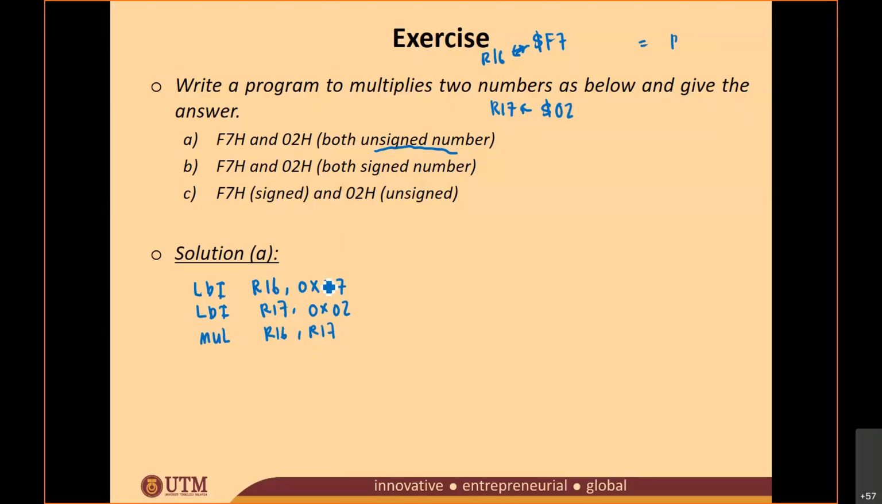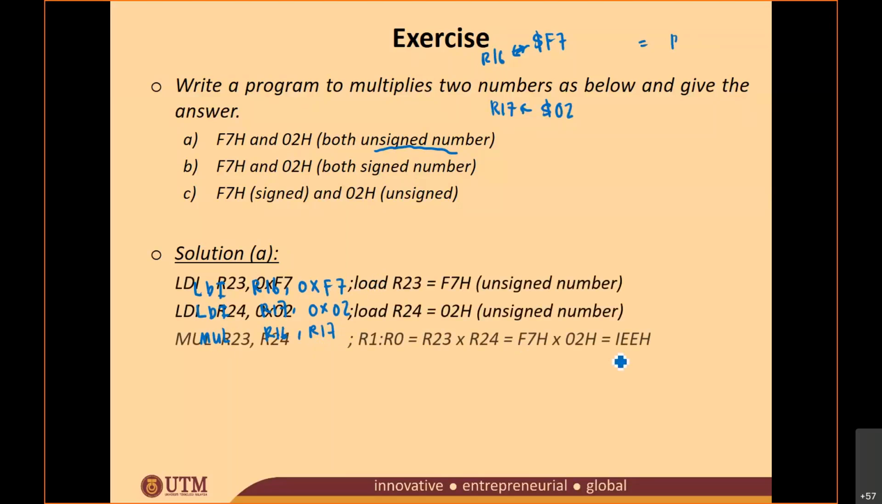Okay, so you just press the calculator, F7 multiplied by 2, what will you get there? Okay, so you will get 1EE. So EE will be stored to your R0, while 01 will be stored to your R1. Okay, up until here, any questions? Okay, for the unsigned number, you can simply press the calculator, F7 multiplied by 02, straight away, and you get the result.